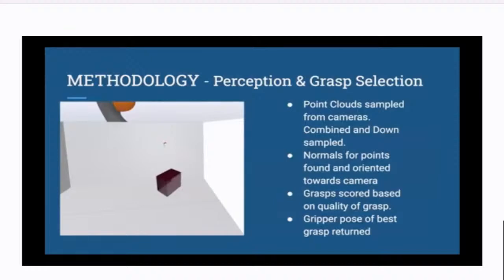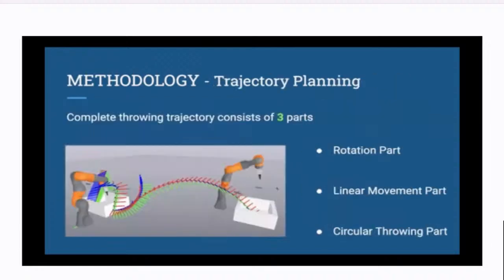So first off, starting with the perception and grasp planning, point clouds are sampled from cameras and then combined and downsampled. From this downsampled combined point cloud, normals are obtained and oriented towards the camera. With this, grasps can be selected and scored, and then the best quality grasp is taken as the final grasp pose position for the robot to execute towards.